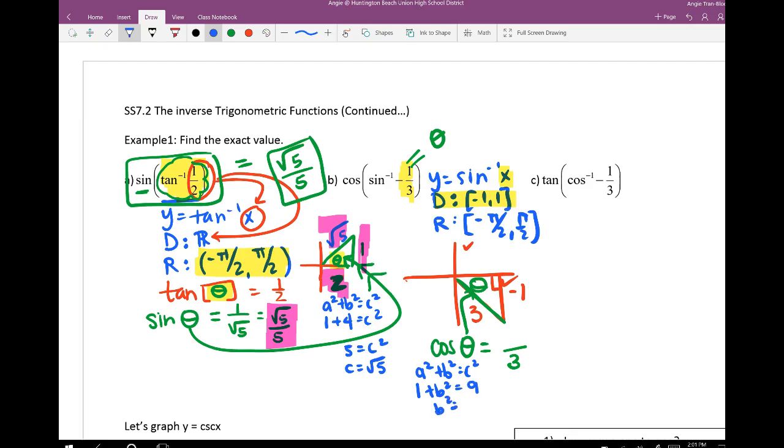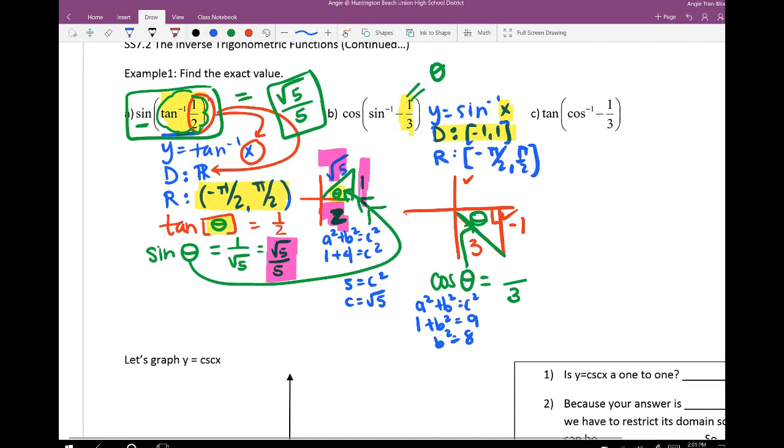So b squared equals 8. I need to take the square root. So b equals square root of 8, which is really 2 rad 2. So from here, I'm going to write 2 radical 2. My final answer is positive 2 rad 2 over 3, and don't forget the over 3. The reason it's positive is because you're in quad 4. In quad 4, your answer for cosine is positive.